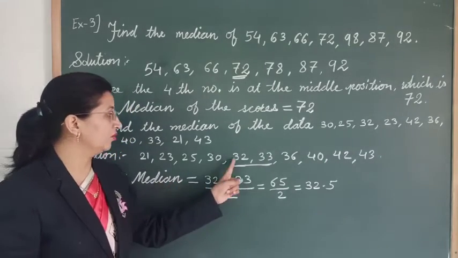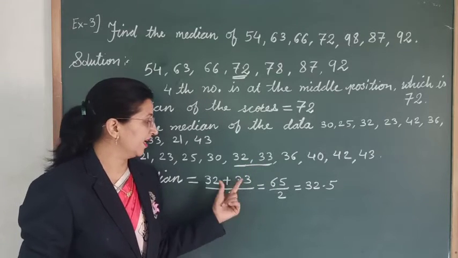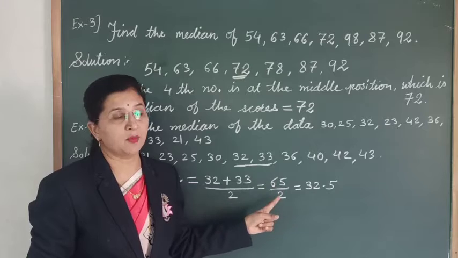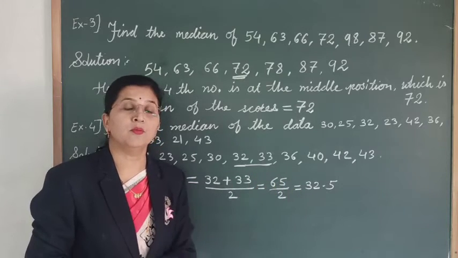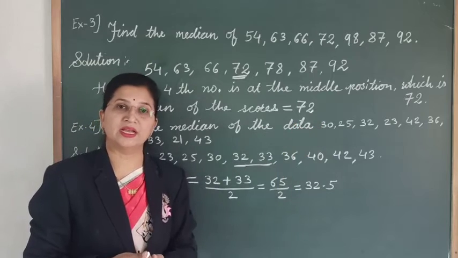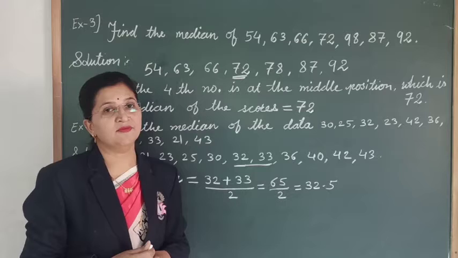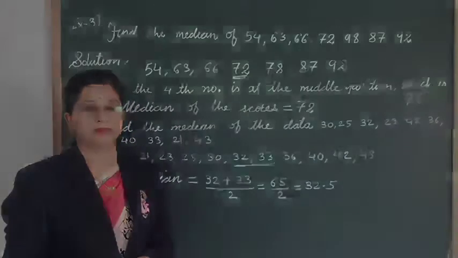So median is equal to 32 plus 33 upon 2. So we will get the sum as 65. 65 upon 2, that is 32.5, is the median of this given numerical data. So in this way we can find the median for the given data.